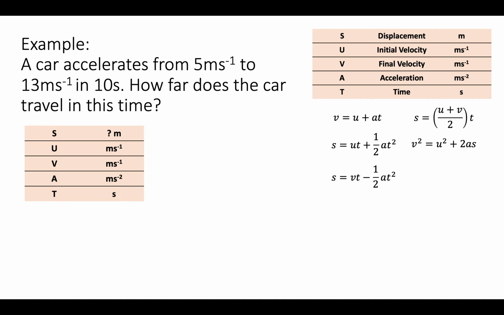So the first thing I do is draw out a table, and I fill in the table with the information I know. I know it starts at 5 meters per second, and I know it finishes at 30 meters per second. So I can find out initial velocity and final velocity. The question doesn't mention acceleration, so I put it in red. I don't care about it. The time is 10 seconds, and S is the displacement that I want to find.